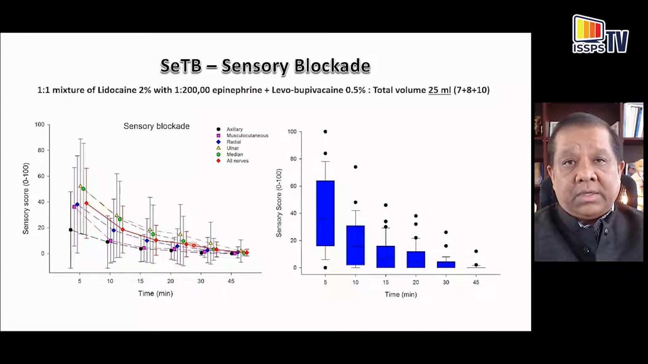Take the red as a summary of the whole data. The onset of sensory block of the axillary, musculocutaneous, and the radial nerve are much quicker as compared to the median or the ulnar nerve. This may be related to, again, the earlier injection of the superior and the middle trunk.